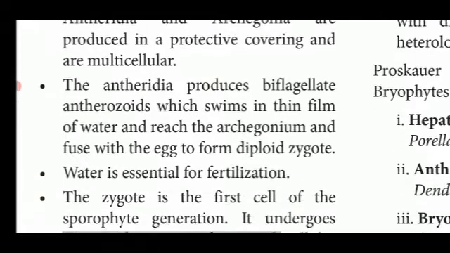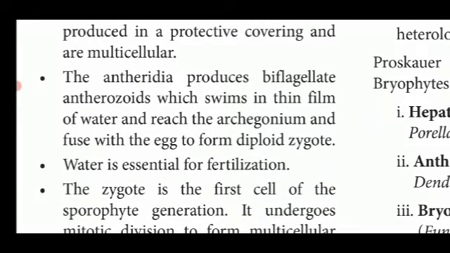The antheridia produce biflagellate antherozoids. The antherozoids are the male gametes, which swim like sperms in a thin film of water and reach the archegonium. It is a flask-shaped structure, which is the female reproductive organ, and the antherozoid fuses with the egg to form a diploid zygote. That is, fertilization occurs inside the archegonium.